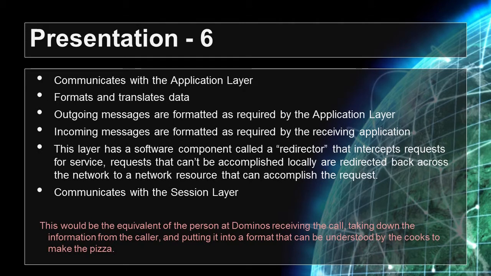Layer 6 is the presentation layer. It communicates with the application layer. It formats and translates data. Outgoing messages are formatted as required by the application layer. Incoming messages are formatted as required by the receiving application. This layer has a software component called a redirector that intercepts requests for service. Requests that can't be accomplished locally are redirected back across the network to a network resource that can accomplish the request. It communicates with the session layer. This would be the equivalent of the person at Domino's receiving the call, taking down the information from the caller, and putting it into a format that can be understood by the cooks to make the pizza.